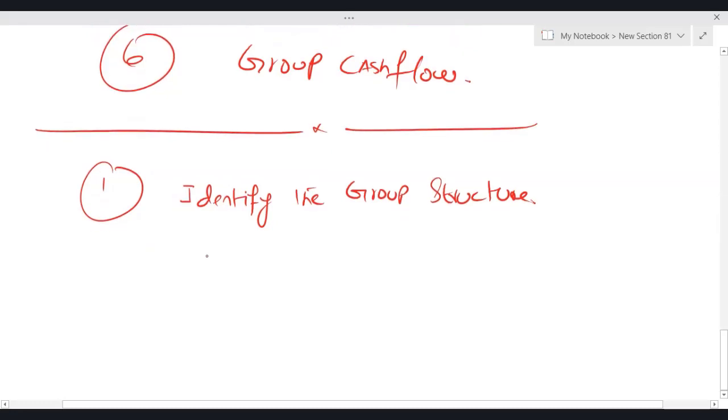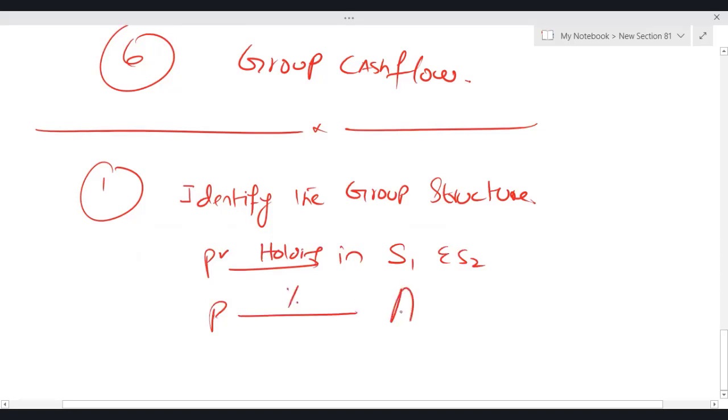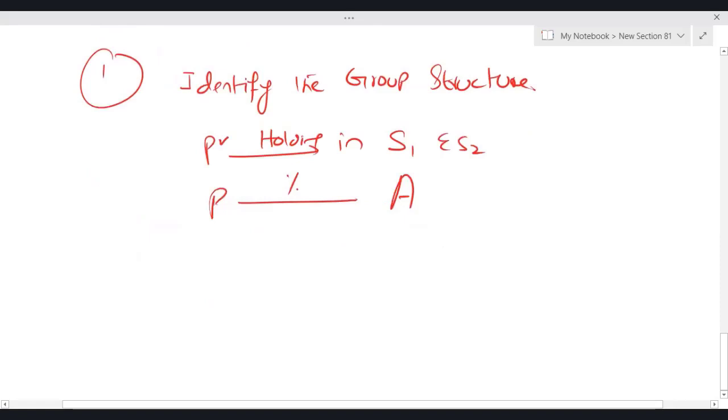Means you should be able to find out the parent's holding in, let's say, S1, if you have S2 as well, parent's holding in associates. Okay. We know that for associate and joint venture, the accounting is the same. Concepts are different, but the accounting is the same. Okay. This is step one.